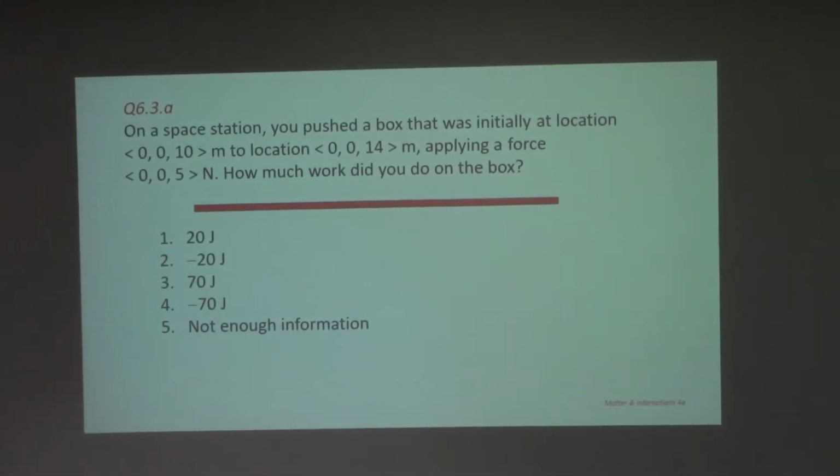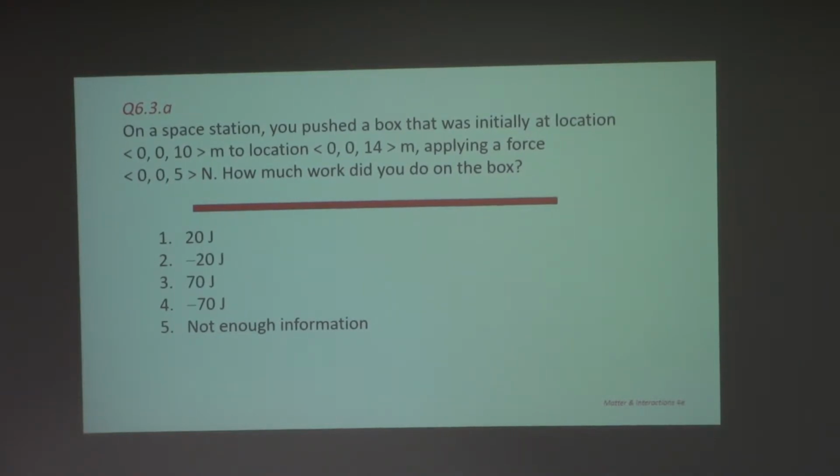So you're on a space station and you push a box that's initially at location <0, 0, 10> meters to location <0, 0, 14> meters, applying a force of 5 newtons. How much work did you do on the box?